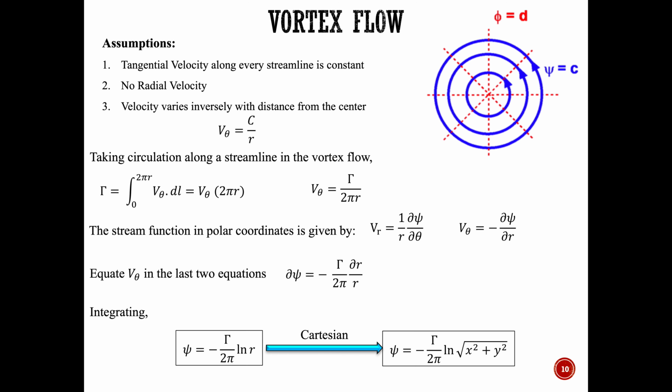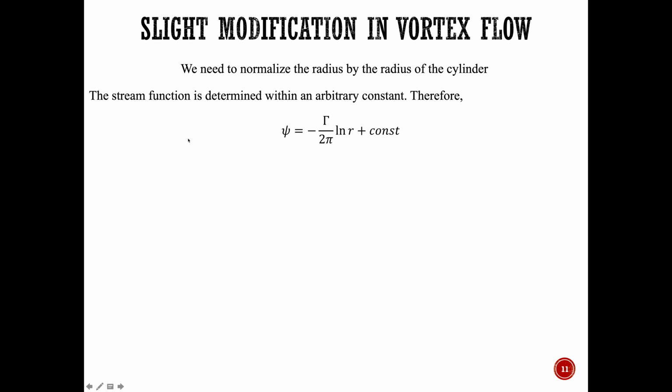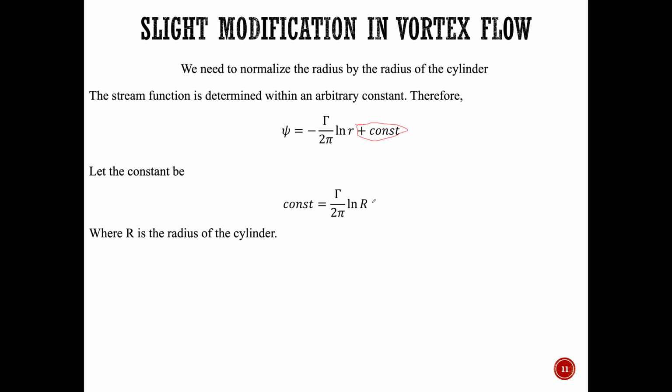So a stream function can be determined up to an arbitrary constant. If you remember the first time we introduced the stream function, on the right hand side you have the function, but that equals pretty much a constant. So it won't be a far stretch to add another constant to the stream function equation. I'm just going to call that constant gamma by 2 pi ln of r, and this r is the radius of the cylinder.